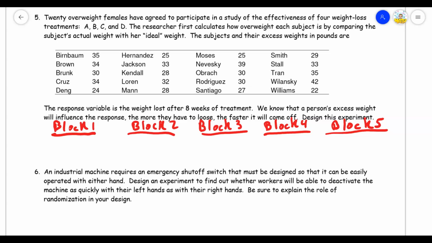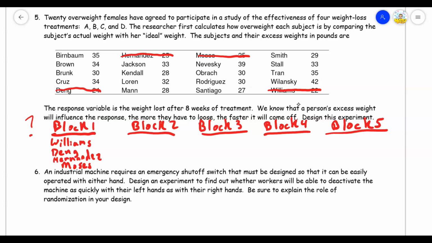Okay, so let's take a look at our available subjects and tell me who ought we place in block 1. So hopefully you went through here and saw that Williams is the least overweight, right, by 22 pounds. Then we find that we have Dang, 24 pounds overweight. And then I have Hernandez and Moses, both 25 pounds overweight. So that would be my first block.